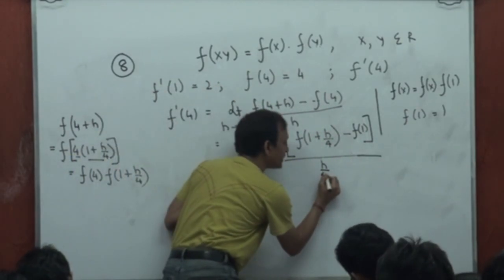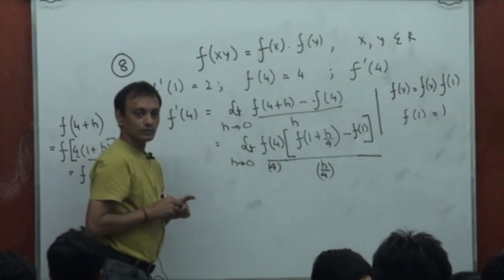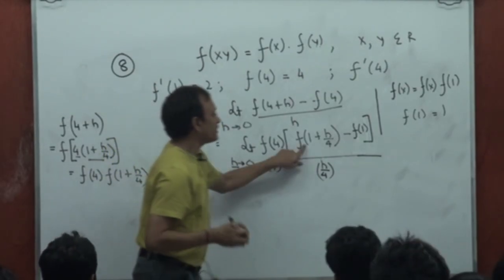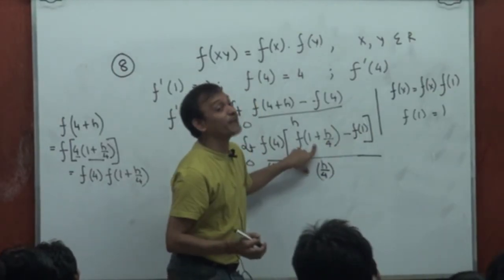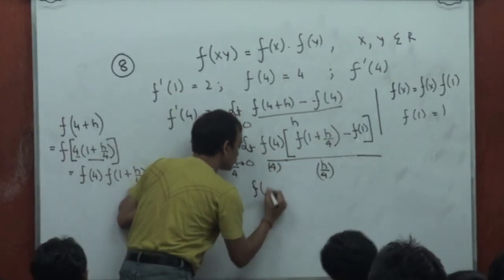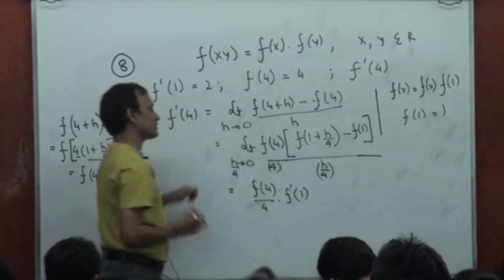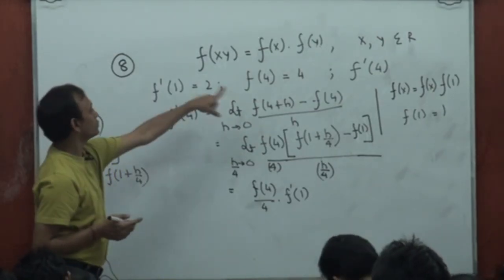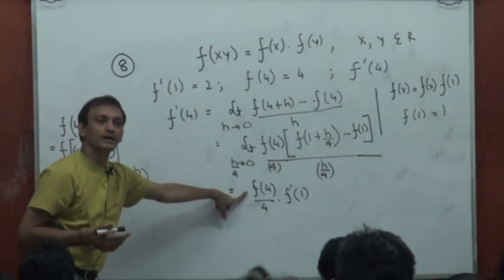And bring a h by 4 here. Balance it with a 4 there. As h tends to 0, obviously h by 4 will also tend to 0. So now we have f of 1 plus something minus f of 1 by something. If something tends to 0, it's going to be f dashed 1. So this is f4 by 4 into f dashed 1. Now f4 is known, f dash 1 is 2. So this will become 2.